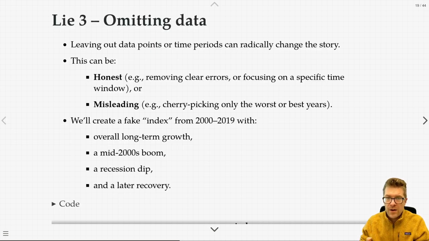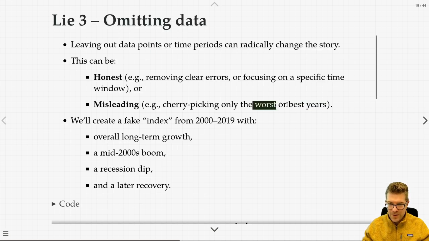So removing clear errors like outliers, or focusing on a particular time window, like looking at the recent past as opposed to ancient history, might be more important for considering very recent phenomena. Like if you're looking at the percentage of time people spend scrolling on their phone, it might not make sense looking back past the 1990s, for example, to the 1800s. So to be honest, sometimes you want to zoom in, but sometimes it could be misleading. Sometimes zooming in involves cherry picking only the worst or best years, depending on what your agenda is.